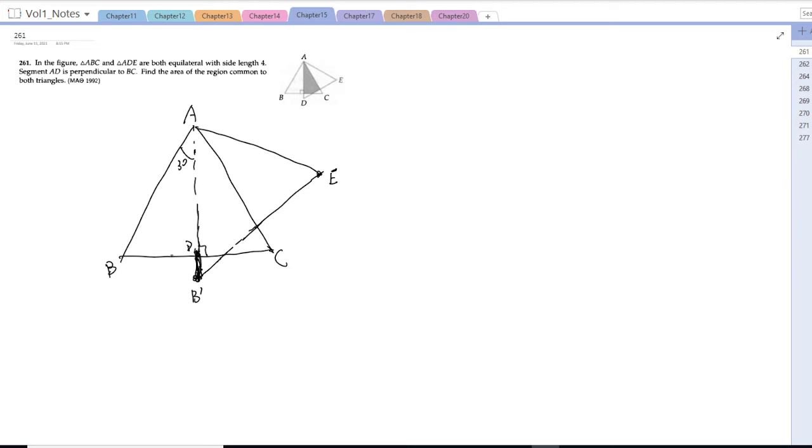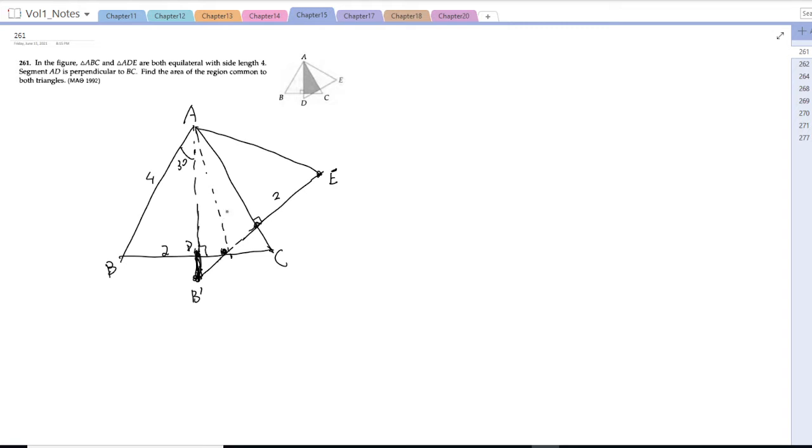With the side length being 4, this is 2, and this is also 2, right? So the side length is 4, and AD is perpendicular to BC. We want to find the area of the common area. So in order to find the common area, let's see.